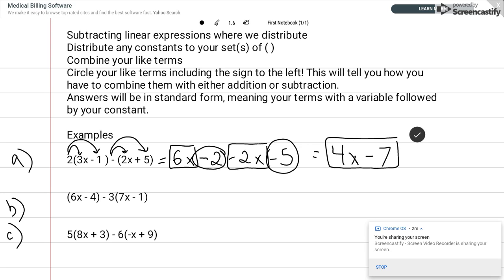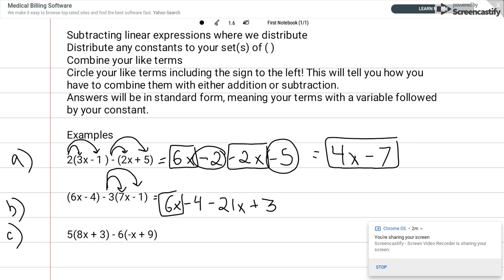Let's look at the next one. 6x minus 4 has nothing to distribute, so I can rewrite that. But now I do have something, and I'm not really going to be distributing a 3. It's a lot easier to think of this as a negative 3. Not only do we distribute the number, but we also distribute the sign at the same time. So negative 3 times a positive 7x is going to give me a negative 21x. And a negative 3 times a negative 1 gives me a positive 3.